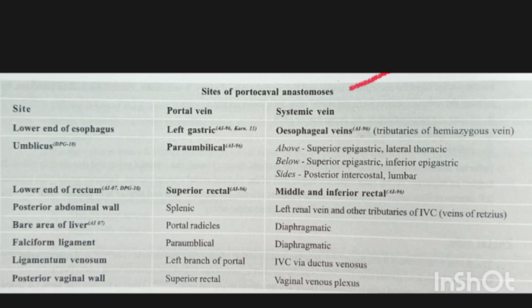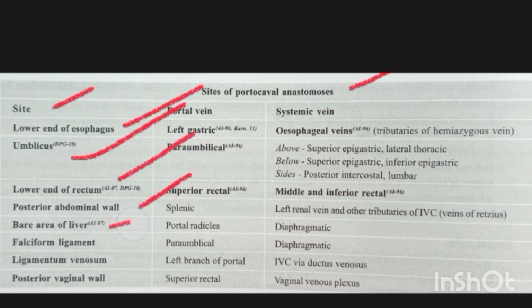Sites of portocaval anastomosis. First you remember the sites. Lower end of esophagus, umbilicus, lower end of rectum, posterior abdominal wall, bare area of the liver, falciform ligament, ligamentum venosum and posterior vaginal wall. Just remember the sites, it is enough.